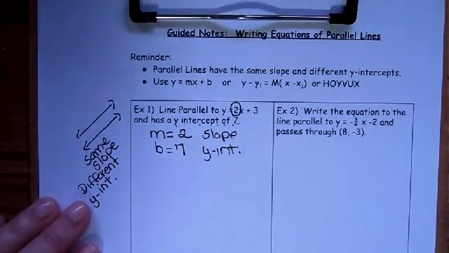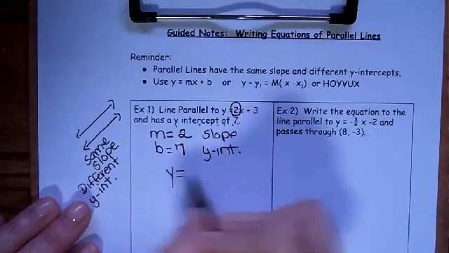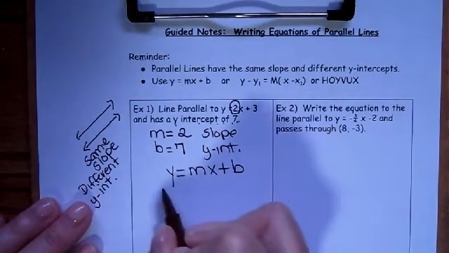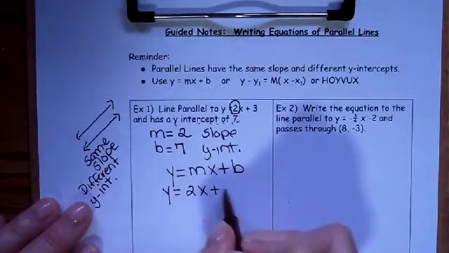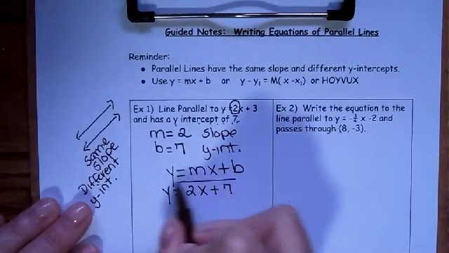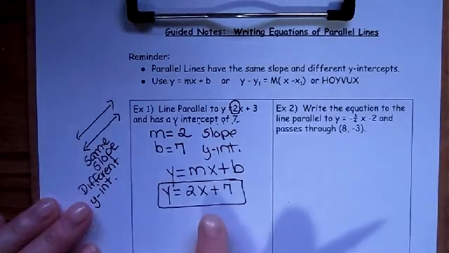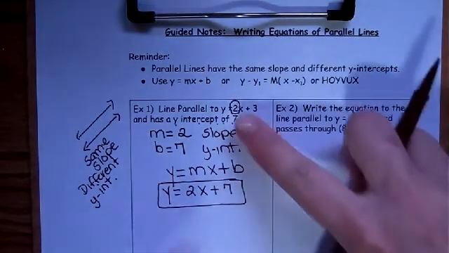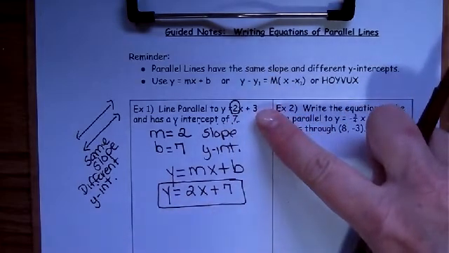Now, I can write that equation really super easy because we know the slope-intercept form of an equation is y equals mx plus b. So our equation here would be y equals 2x plus 7. And what I have done is I have found the equation of the line that is parallel to this one. Notice they have the same slope, but different y-intercepts.